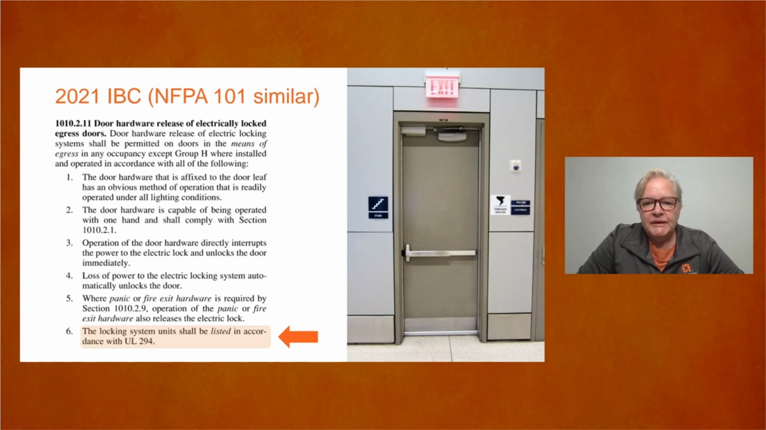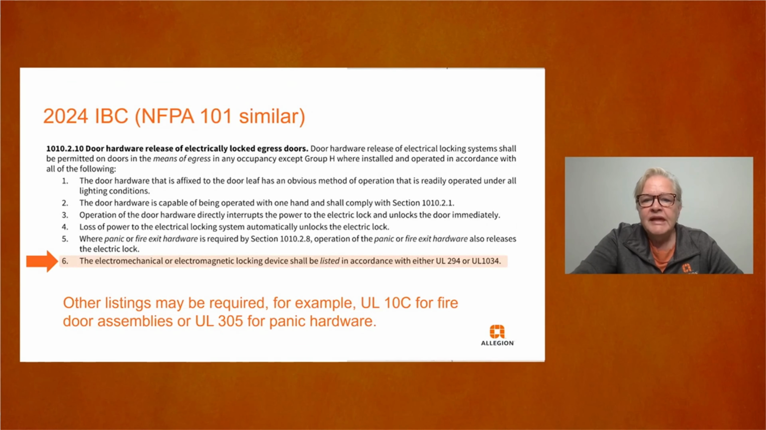So going back to our 2021 IBC example, we see the locking system units language and the reference to UL 294. And then looking at the same section in the 2024 edition of the IBC, we see the clarification showing that the listing applies to the locks and the change is there that permits UL 1034 in addition or as an alternative to UL 294.